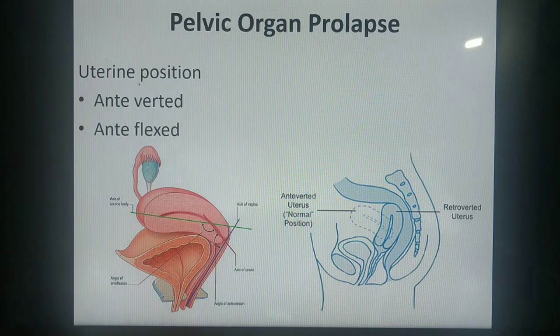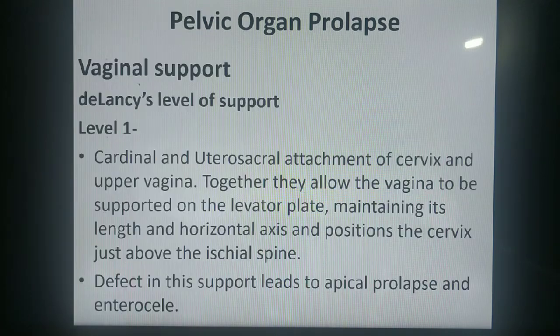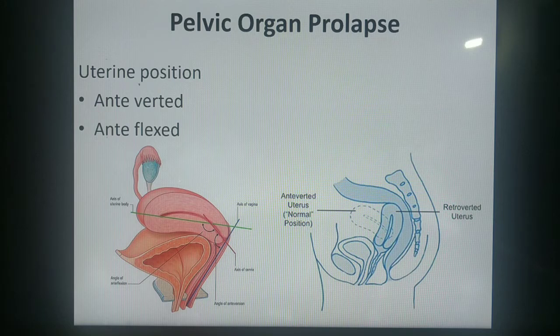So altogether the curvature is in the form of a C, and whenever there is raised intra-abdominal pressure, the pressure is transmitted so that the uterus and the cervix are pushed against the vaginal wall instead of getting into the vaginal canal. The picture on the right side is showing what will happen if the uterus, instead of being anteverted, gets retroverted. When it is retroverted, the axis of the uterine canal comes in line with the axis of the vaginal canal, and thus any raised intra-abdominal pressure pushes the uterus and the cervix down into the vaginal canal, producing prolapse or descent of the uterus and cervix.